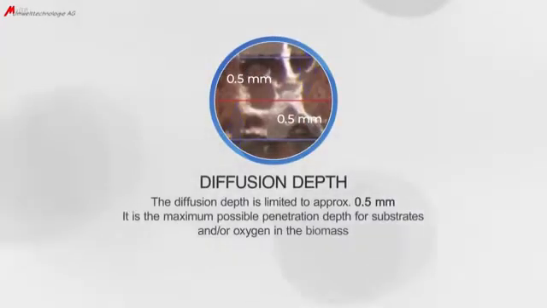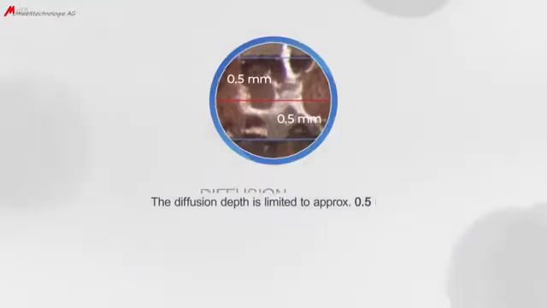The diffusion depth is limited to approximately 0.5 millimeters, which can also be found in related technical literature. The term diffusion depth shall mean the limit of a biofilm layer thickness up to which the biofilm can still be sufficiently supplied with nutrients and oxygen. There are different phases of diffusion.